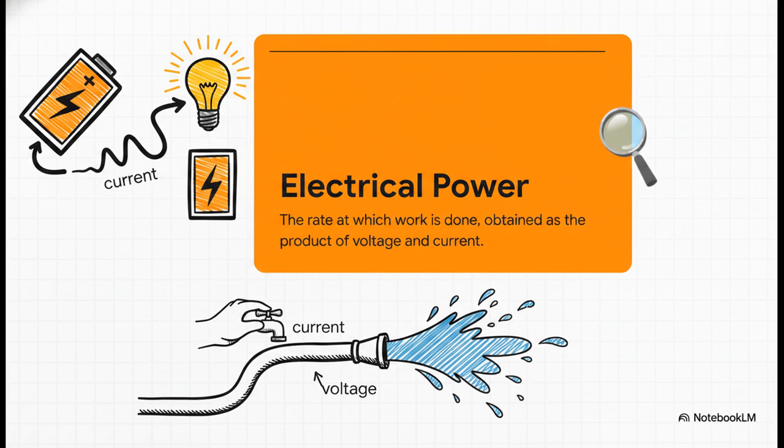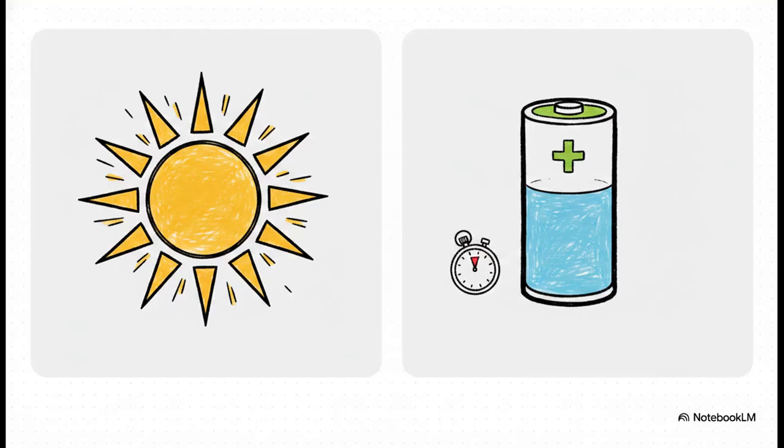Think of a powerful fire hose. To get maximum power, you need both high water pressure, the voltage, and a super wide pipe for lots of water flow, the current. But wait, here's where it gets super relevant for your everyday life. We really need to clarify the difference between electrical power and electrical energy. Power is the rate of doing work right now. It's the brightness of your screen at this exact literal second.